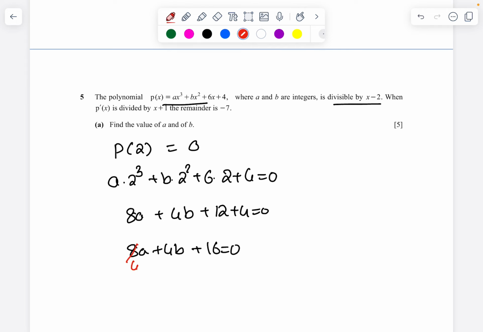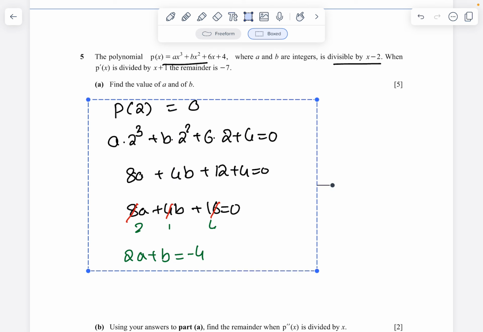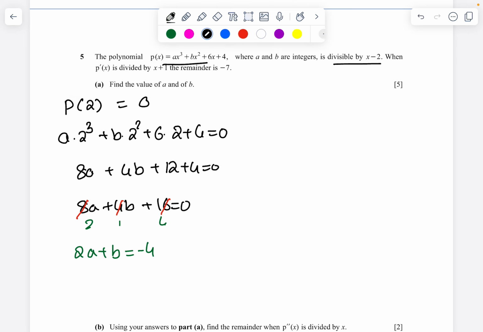Divide by 2. 2 times 4, 2 times 2, 2 times 8. 4a plus, then again I can divide by 2. 2, 1 and 4. So what do I get? Final equation 2a plus b equals minus 4. What else can I do? I can directly divide by 4. If I directly divide by 4, it becomes 2, 1, 4. So 2a plus b equals negative 4. That's one equation.